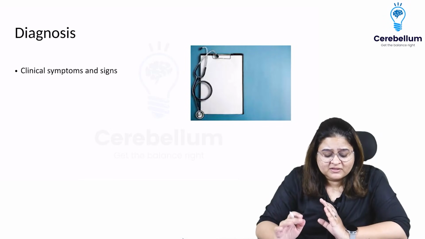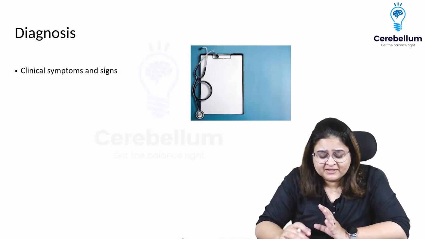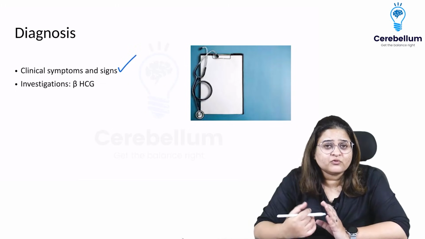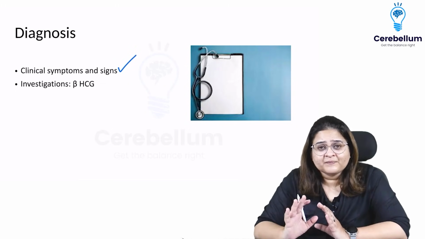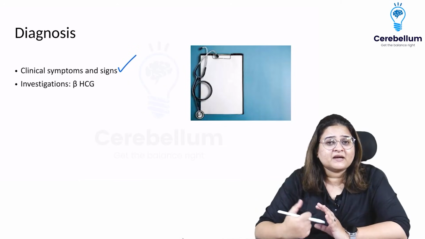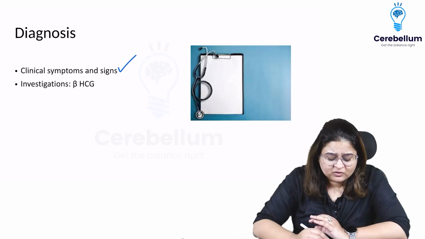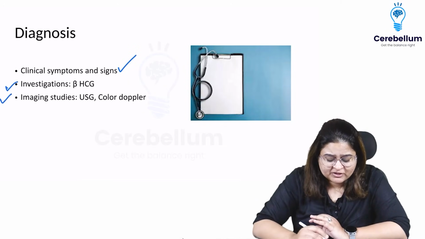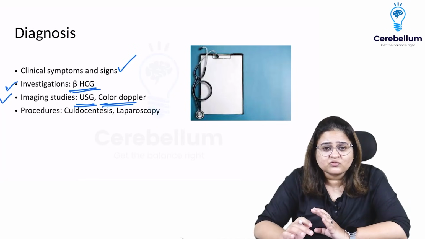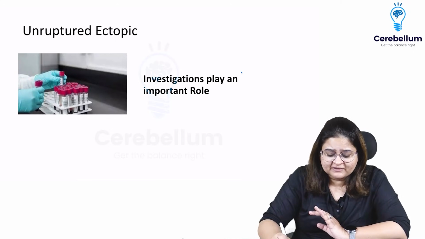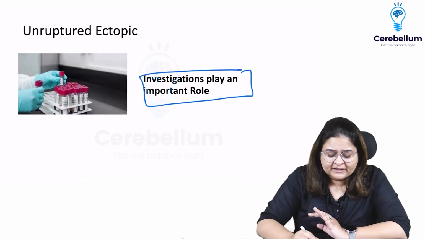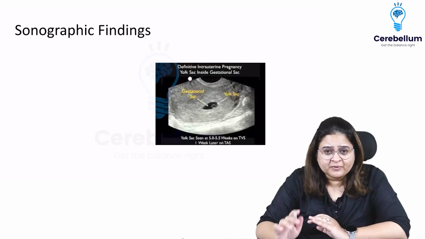So the diagnosis of an ectopic pregnancy is based on the clinical symptoms and signs, which are of course more severe in ruptured ectopic. In unruptured ectopic, when the patient is stable and you're suspecting an unruptured ectopic, here there is a role of several investigations of imaging, that is ultrasound, Doppler, doing a Beta-hCG. All this is useful in an unruptured ectopic pregnancy. See, investigations play an important role in an unruptured ectopic pregnancy.